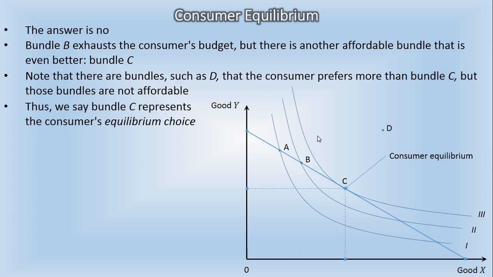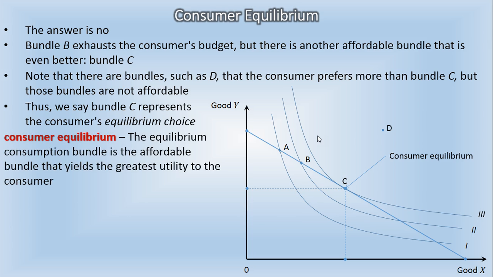So we say that C represents the consumer's equilibrium choice. It is the consumer equilibrium. It is the combination of the two goods that the consumer prefers the most and is most affordable. So the consumer equilibrium is the equilibrium consumption bundle that is affordable and yields the greatest utility to the consumer.